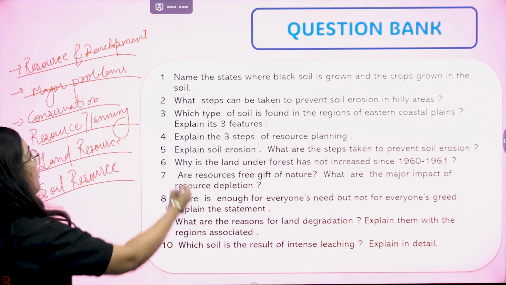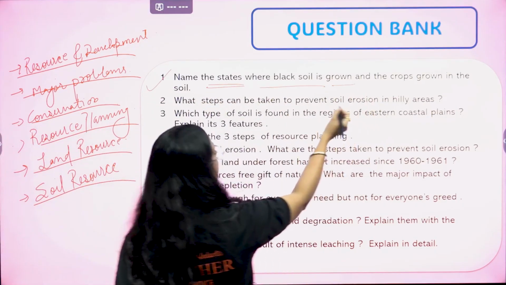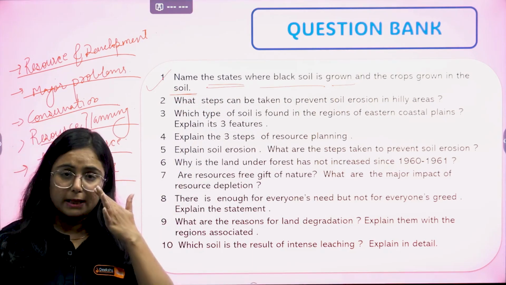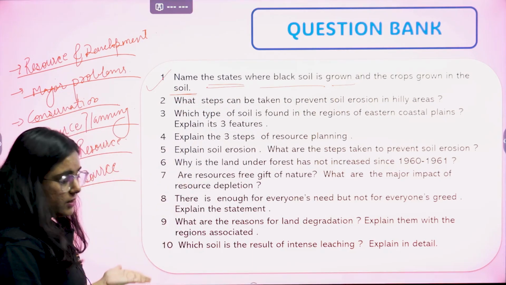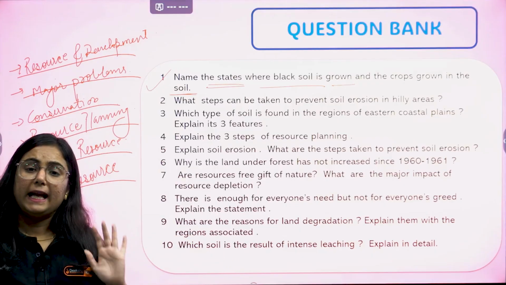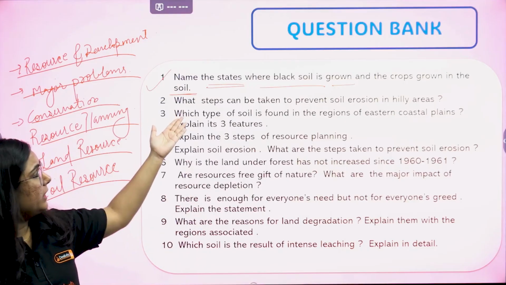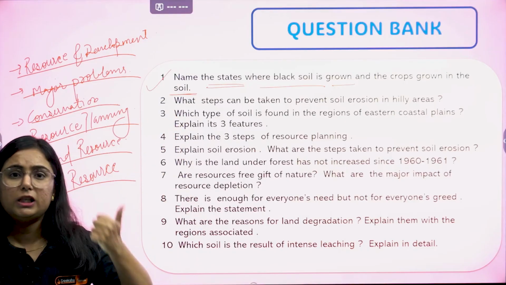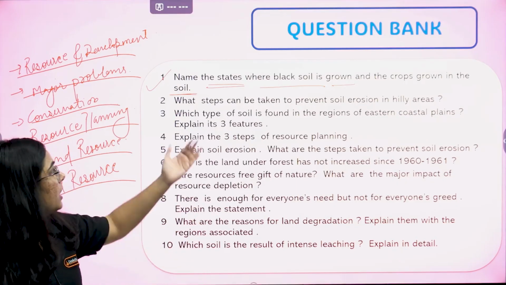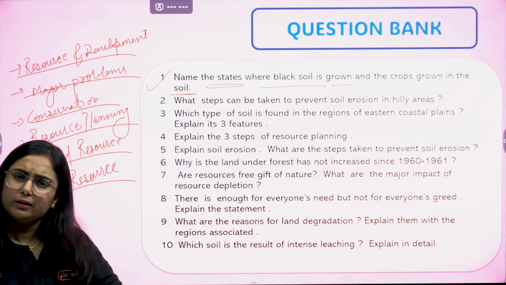First question, name the states where black soil is found and the crops grown in the soil. I'm giving you the answer to this one, but I won't give you the answer to everything, because I want you to practice. If you have any problem, write it in the comment section and I'll sort that out. The states are Maharashtra, Madhya Pradesh, Gujarat, parts of Chhattisgarh, where black soil is found. The crops are cotton and sugarcane.